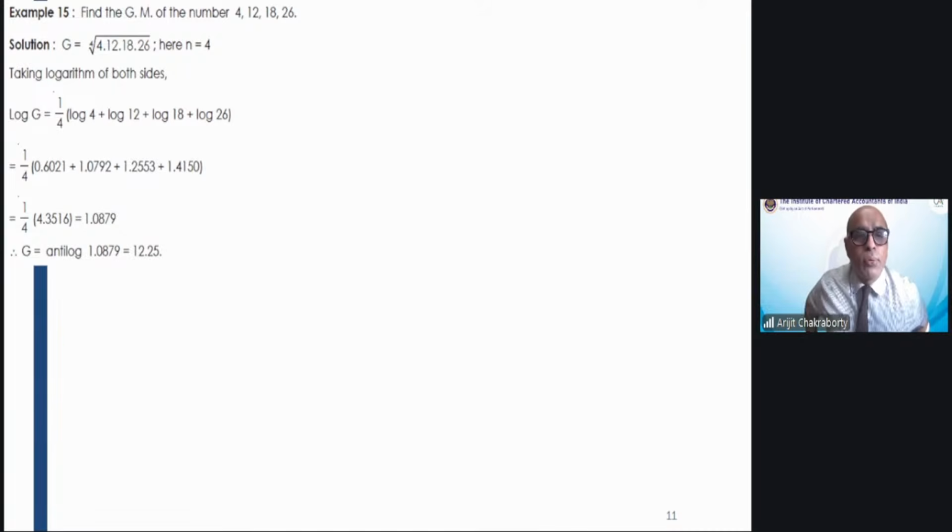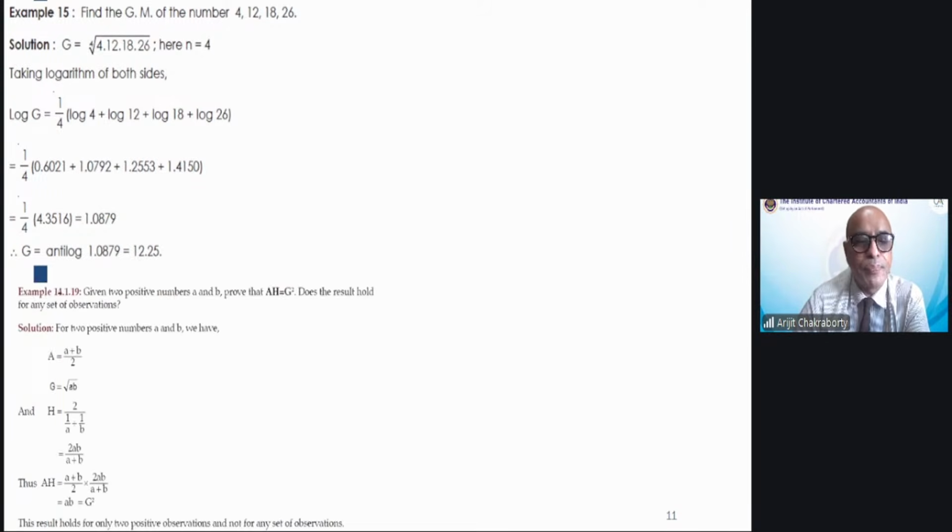So here we have four numbers, 4, 12, 18, 26, number n equal to 4. So we have to find the fourth root of the product. And using logarithm, the geometric mean comes out to 12.25.